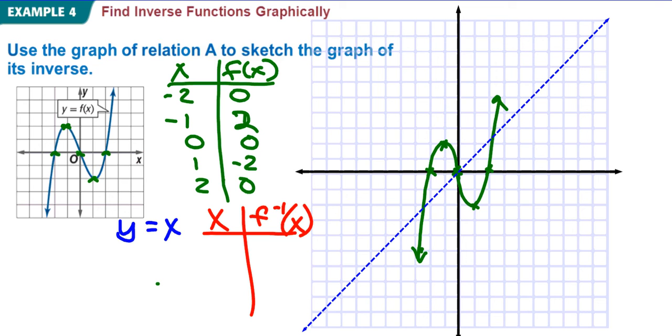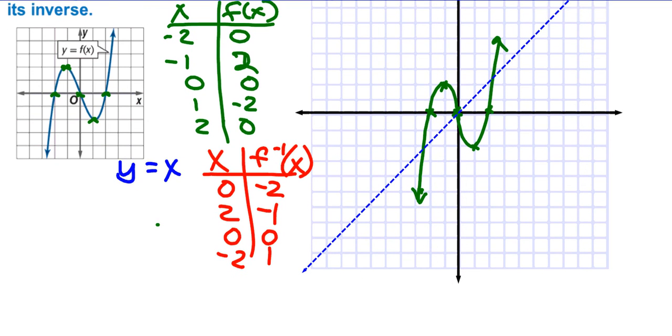So let me write in red. My (-2, 0) is going to be (0, -2). My (-1, 2) is going to be (2, -1). My (0, 0) stays (0, 0). See, that should make sense from what we said before. My (1, -2) is going to become (-2, 1). And my (2, 0) is going to become (0, 2).